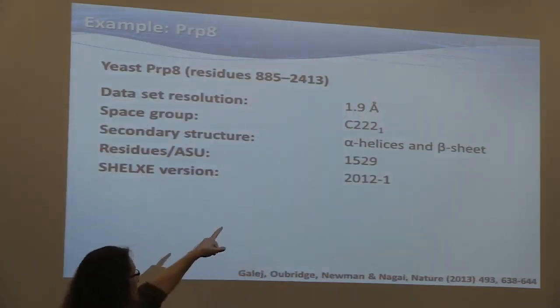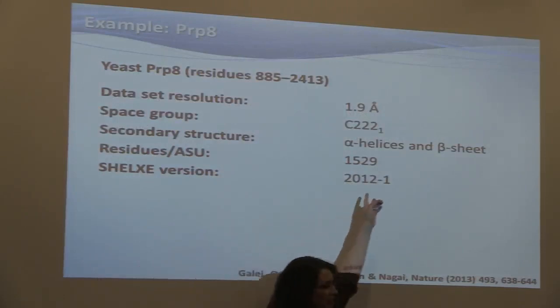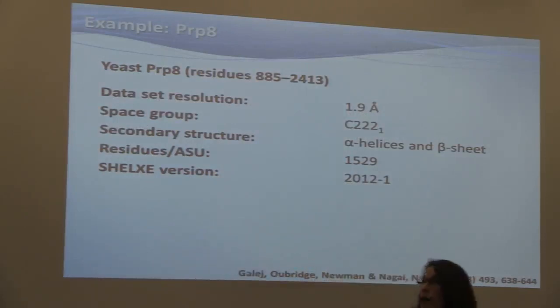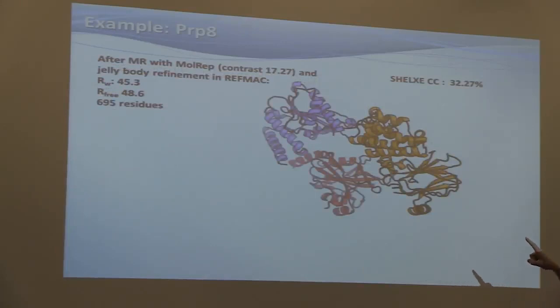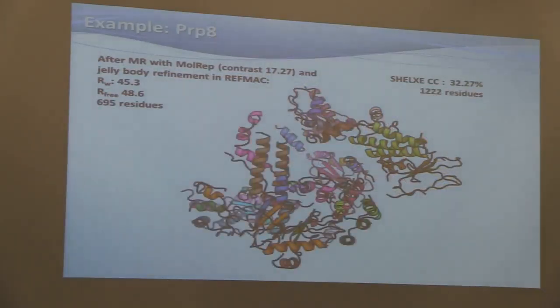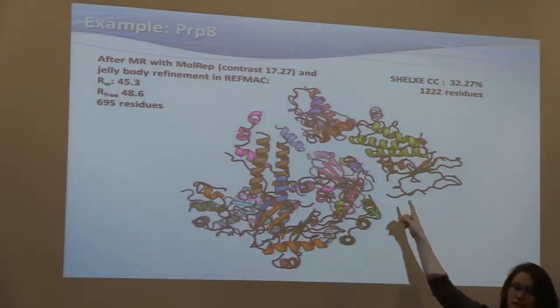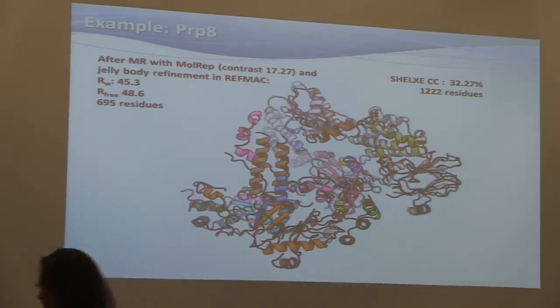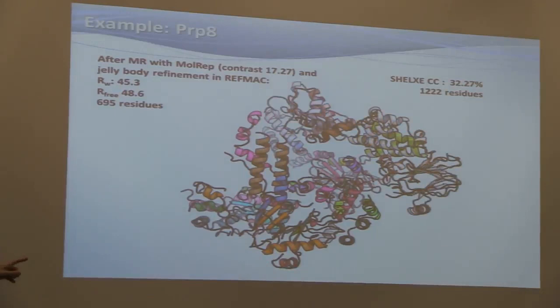The next example is 1.9 angstrom and has a little bit more residues, 1,500 residues. It's PRP8. After MR with MolRep, they got a working R of 45 that would not drop. After SHELXE, they got a CC of 32%, and they got 1,222 residues, which oddly enough were not in the same region. So if we go back and look, that's the original thing, and they deleted most of the original MR solution and traced mainly in this area.